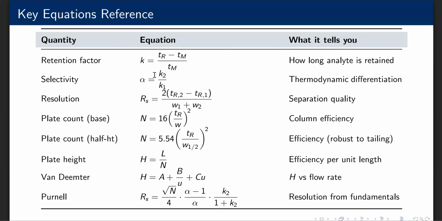The Van Deemter equation predicts how efficiency depends on flow rate, and the Purnell equation connects everything together by decomposing resolution into 3 contributing factors. You need to know all 8, understand what each quantity means physically, and be able to apply them. They will appear in assessments and in every subsequent lecture in this series.